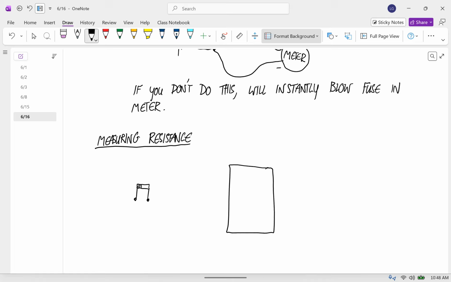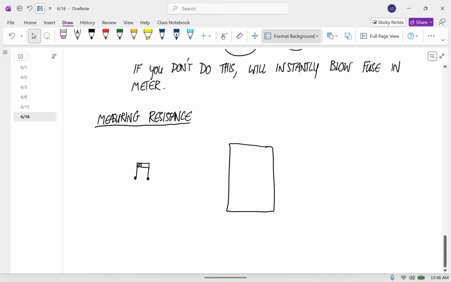Notice that there are ports at the bottom for cables, and then there's a dial in the middle for all these different settings. And the dial in the middle is broken up into sections. Like notice on the upper left are all the voltage sections.